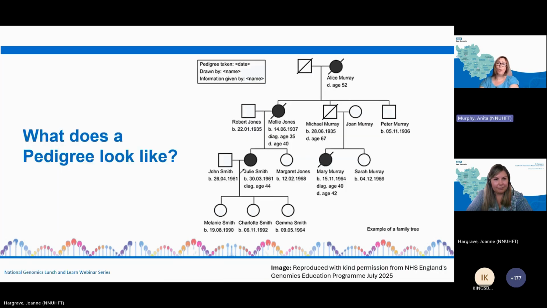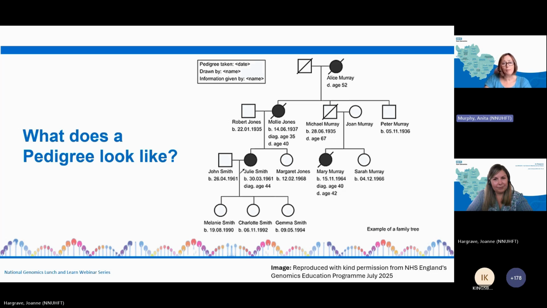And this is really what a pedigree would look like if you'd had time to sit and draw one out for a patient. So this pedigree shows an example with 4 family members affected, and they're shown by the shaded in symbols on the pedigree. You can see how other health data has been added to each person on there, such as date of birth, date of death if applicable, and names of other family members.